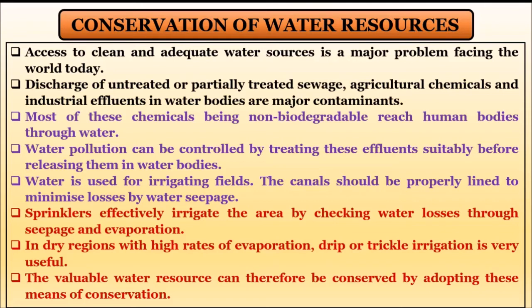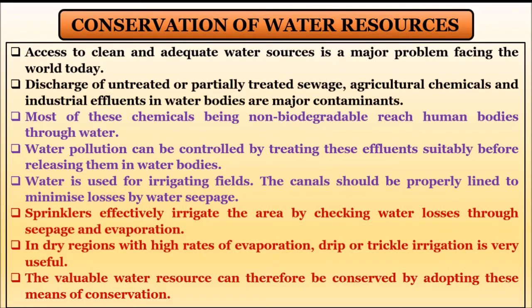Those canals which are used to irrigate fields need to be lined in a proper manner in order to minimize losses caused due to the seepage of water. In order to check water losses caused due to seepage, one could opt for water sprinkling in the fields. It also reduces water loss caused by irrigation.